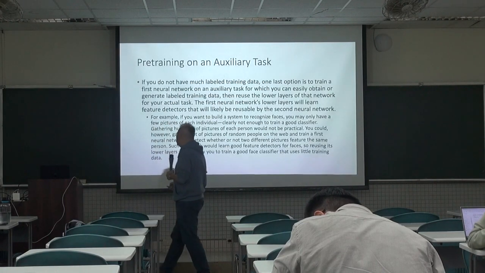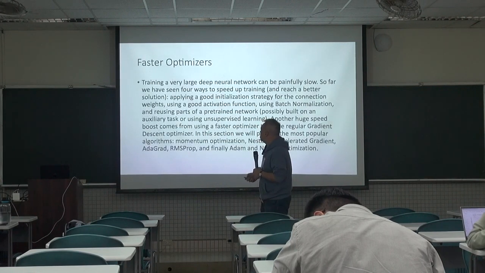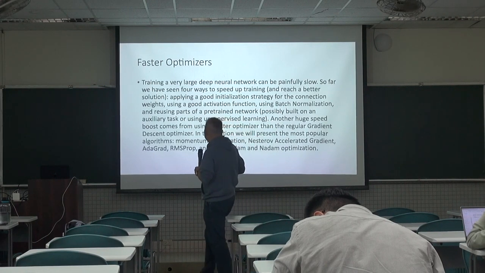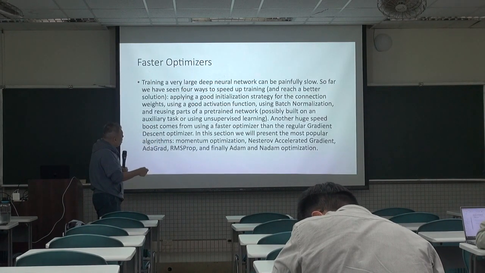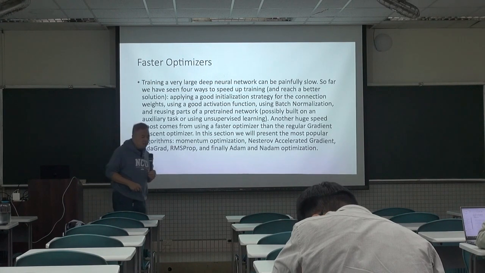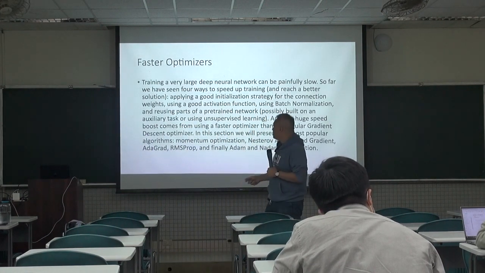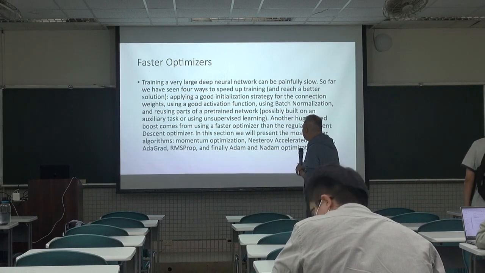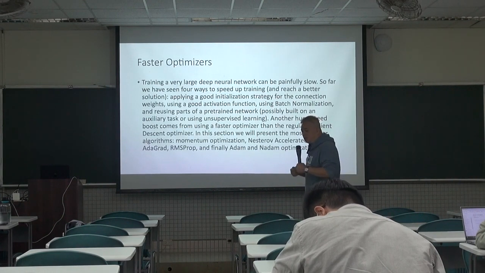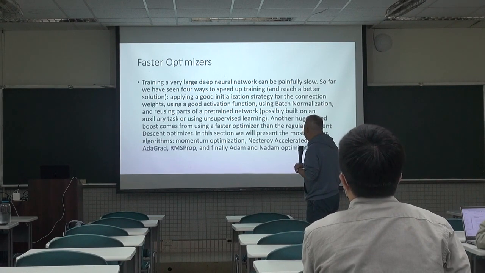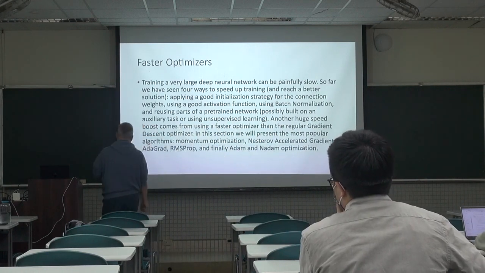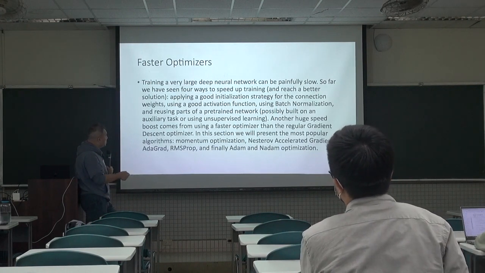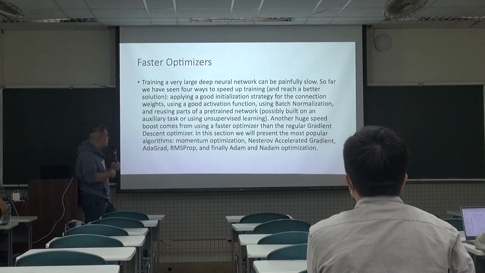So how about speeding up the training? Speeding up the training process, because training a large neural network can be very slow. Previously we already talked about a couple of ways to increase the training speed. For example, we can apply a better initialization strategy, such as LeCun, He initialization, Xavier initialization, remember? And we can use a better activation function such as variants of ReLU as well as ELU or SELU. Those activation functions also help you to train the model faster.